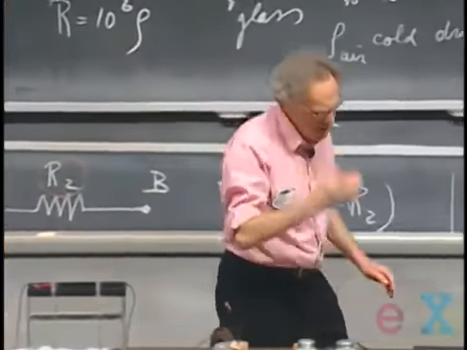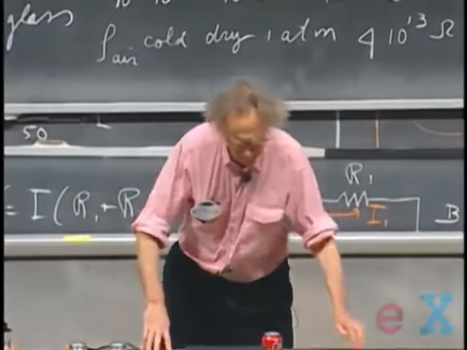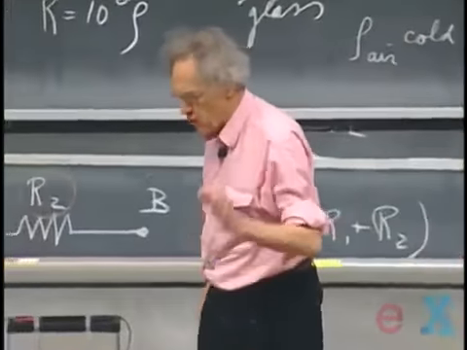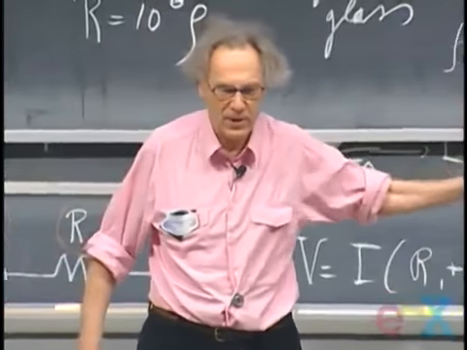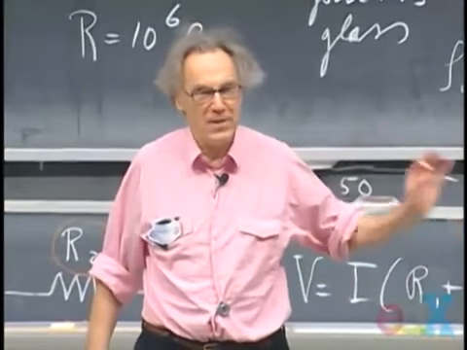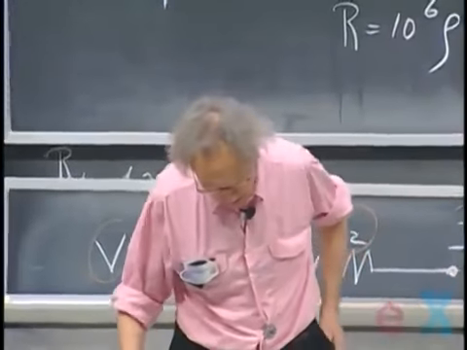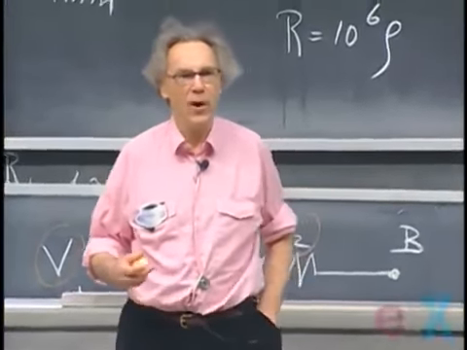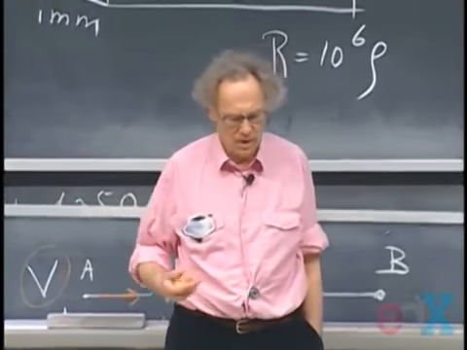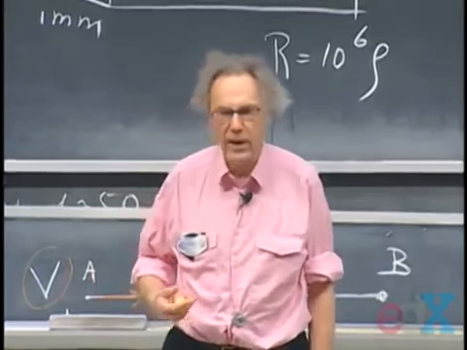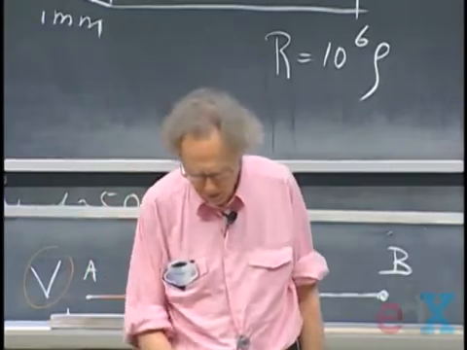If I have clean distilled water, I mean clean water, I don't mean the stuff that you get in Cambridge, let alone the stuff that is in the Charles River. I mean clean water that has a pH of 7. That means 1 out of 10 to the 7 of the water molecules is ionized, H plus and OH minus.